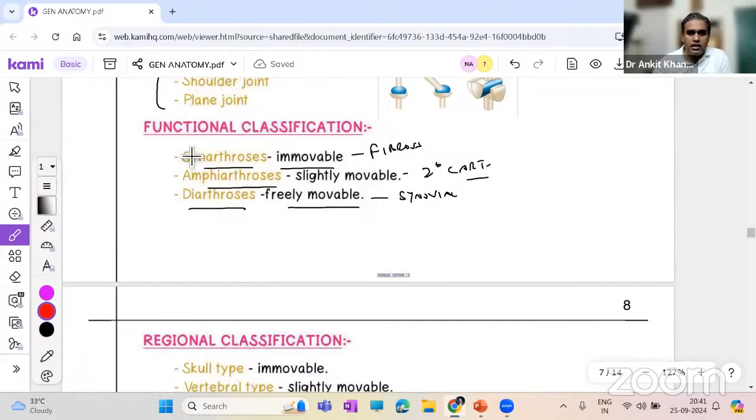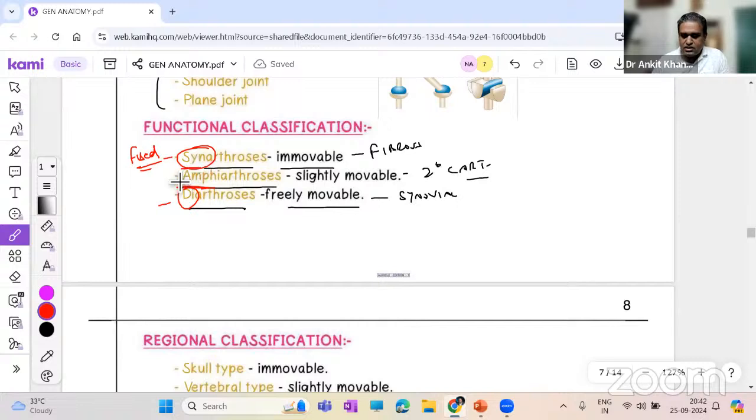So how to remember it? Syn means fused. So if synarthrosis means the joints are fused, so they won't move. Di means they are separate, so they are freely mobile. Amphi means amphibians, which can live both in water and land, so they are partially mobile. You can remember it by that.